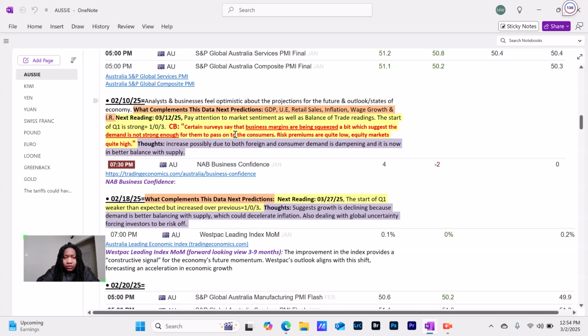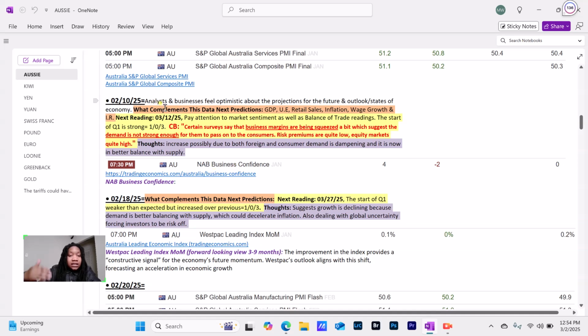because even the central bank was saying that in the surveys they took of businesses, the margins are being squeezed a bit, which suggests the demand is not strong enough for them to pass it on to consumers. So this is something to keep in mind, meaning pressure is also going to be on the businesses. So we'll see how that plays out. This is coming from the central bank, right?